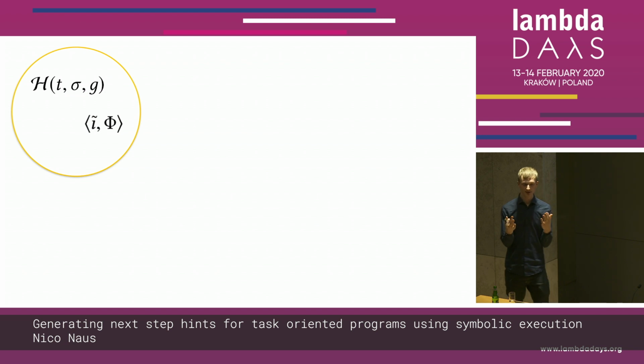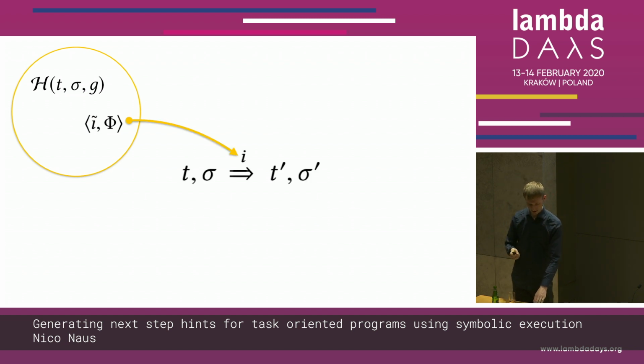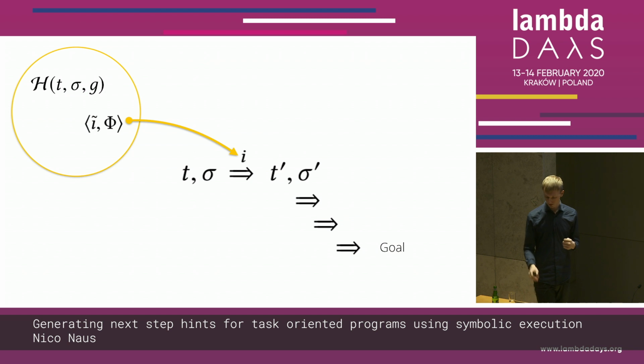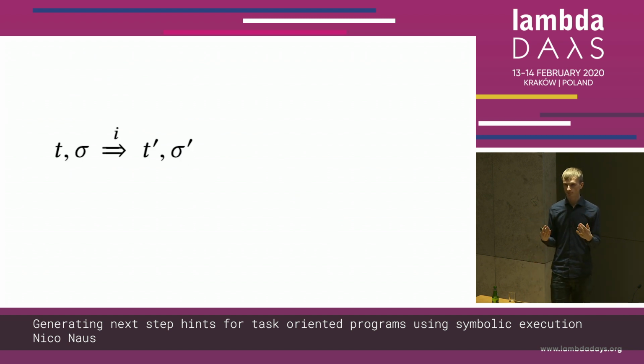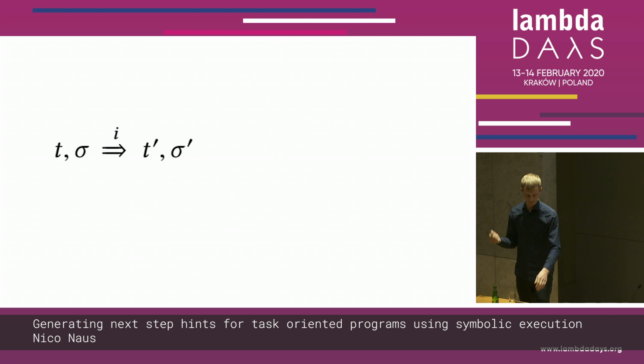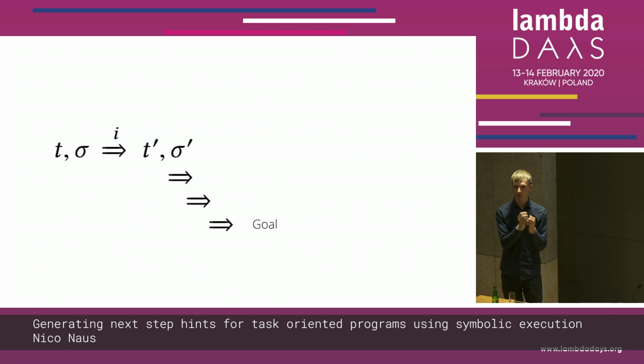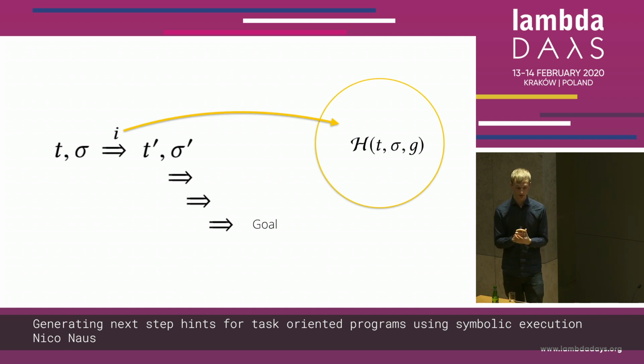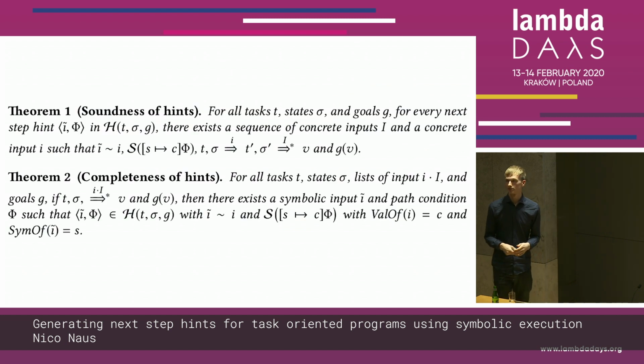Well, if we have our hints function that calculates a set of hints, then for every hint, it must be true that if we actually put it into the system, at some point after executing a few steps, we arrive at our goal. And also the other way around, if we have a certain input, and after a few steps we arrive at the goal, then this input must be represented by the set of hints that are computed by the hints function. And this is actually proven in the paper. I won't bore you with all the details.